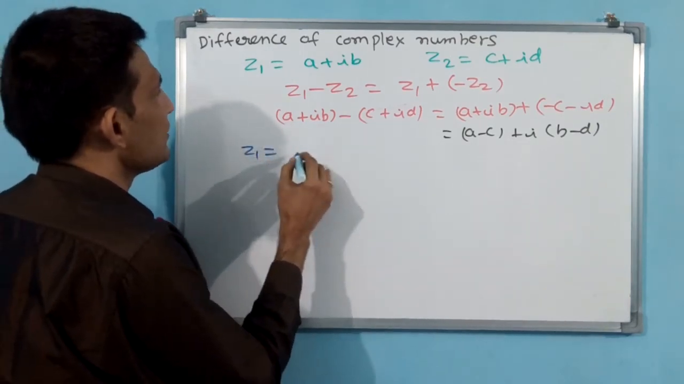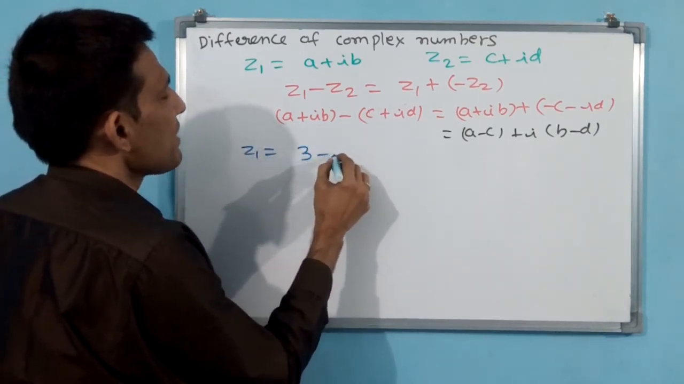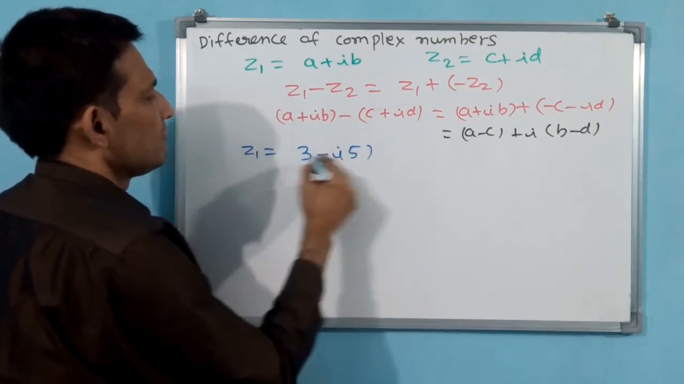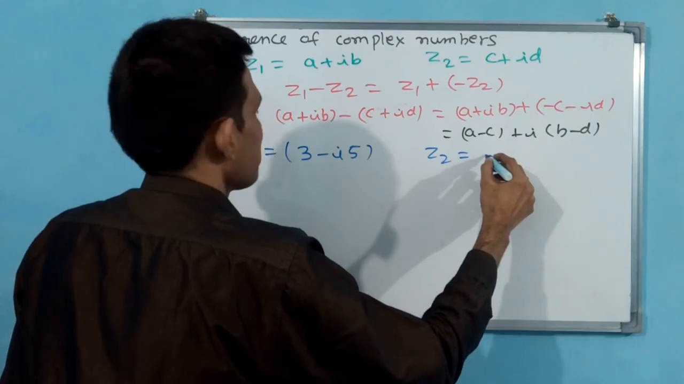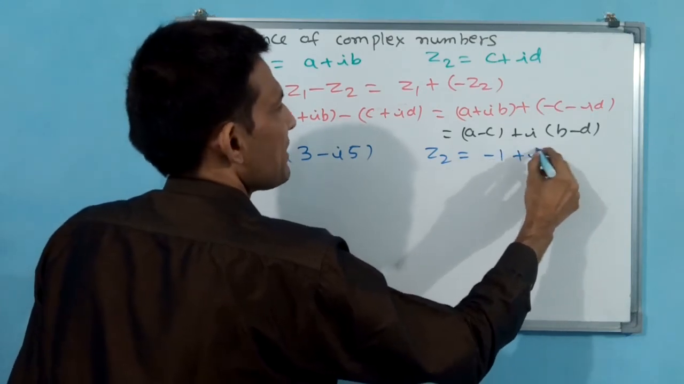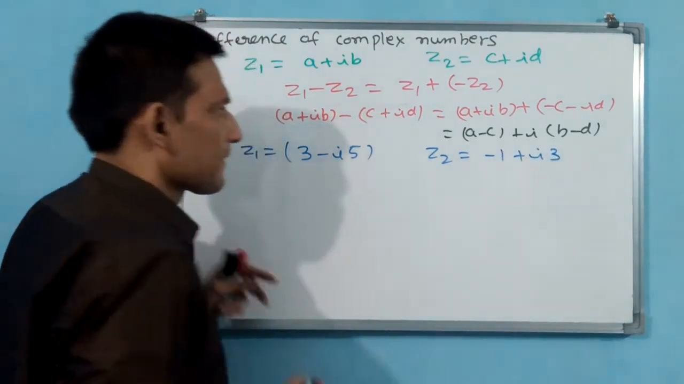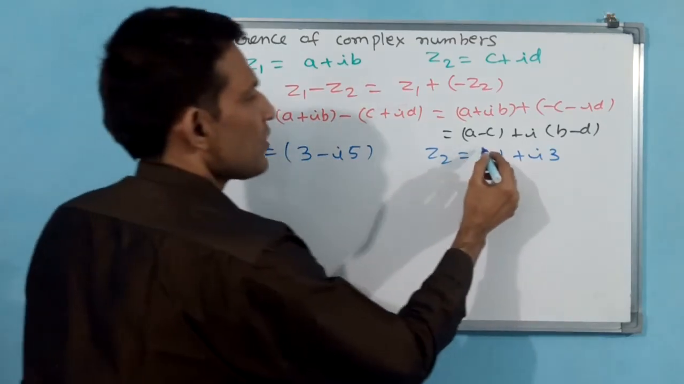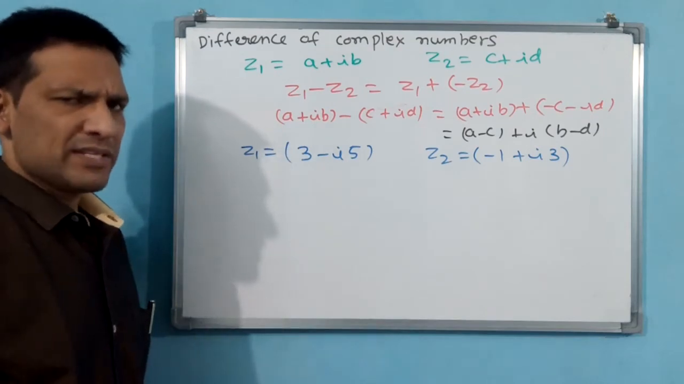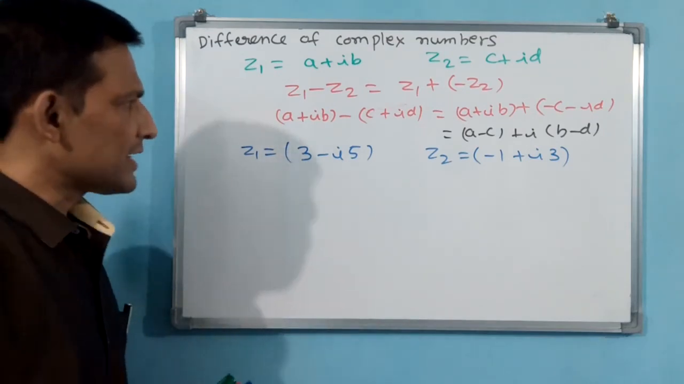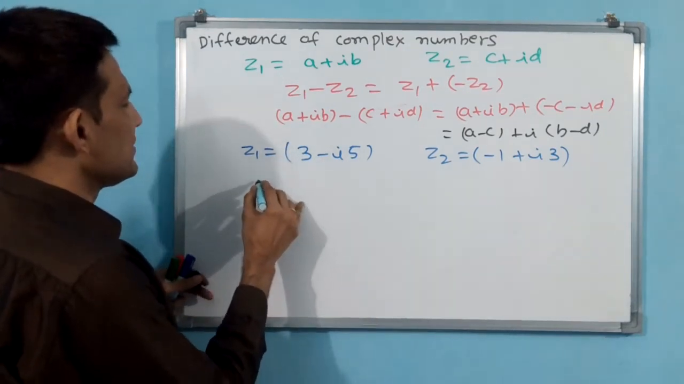You see, Z1 is equal to 3 minus I5, Z2 is equal to minus 1 plus I3. These two are complex numbers. We will do Z1 minus Z2 and Z2 minus Z1, both. Let us do Z1 minus Z2 first.